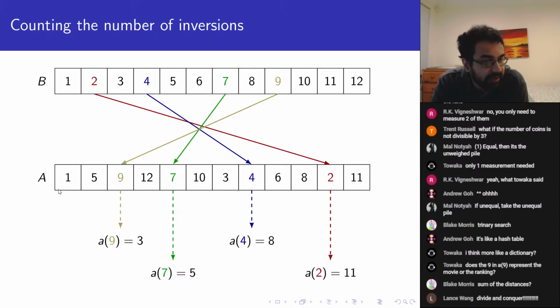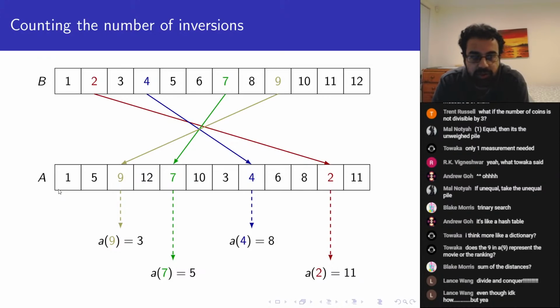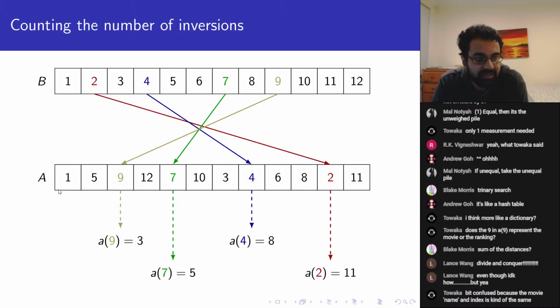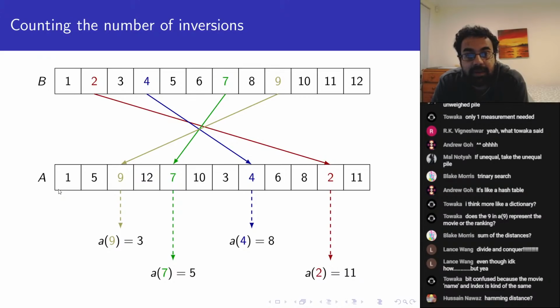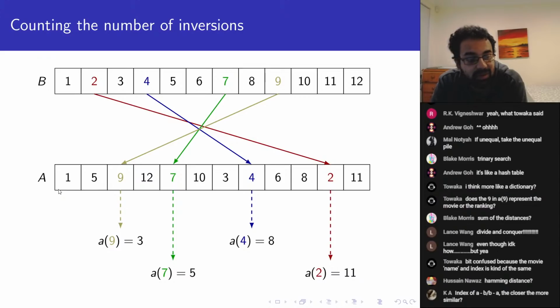The 9 in A of 9 represents the movie. The 3 is the ranking. So movie 9 is A's third preference. The movie name and index is the same in B, but of course A has a different order. There are some more complicated ideas suggested by Blake and Hussein, more complicated than what we're going to do.